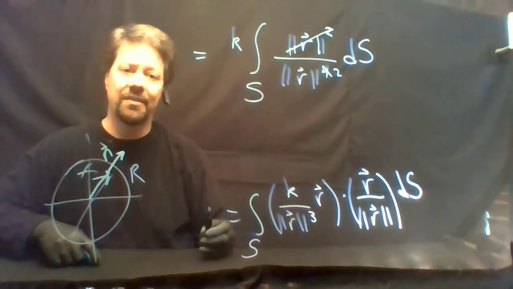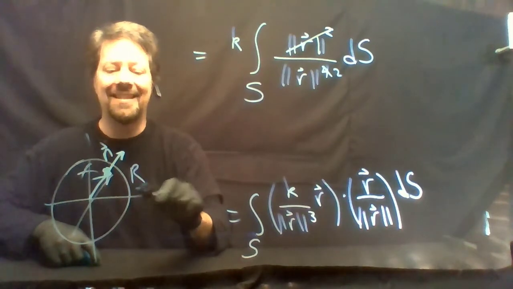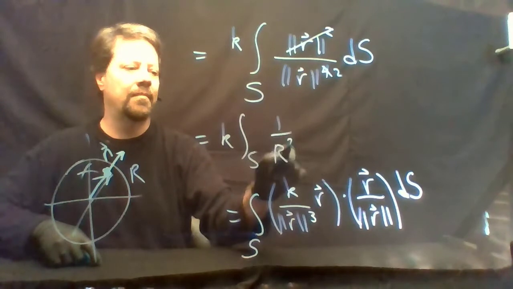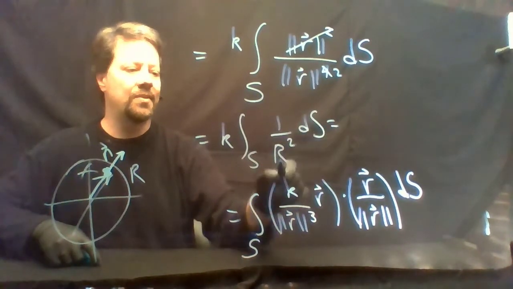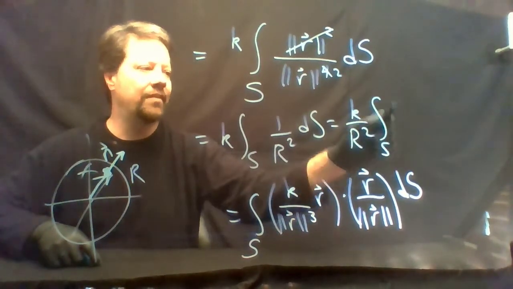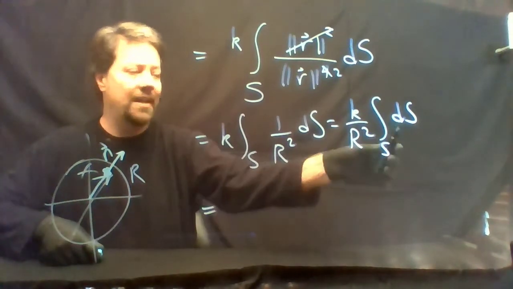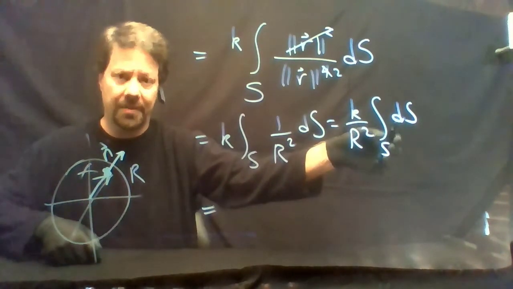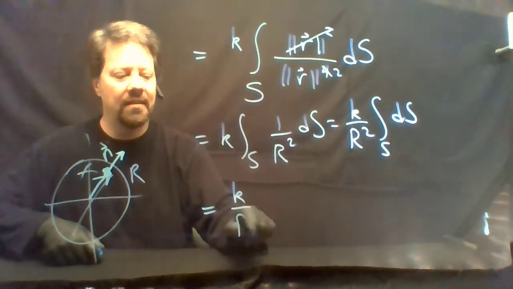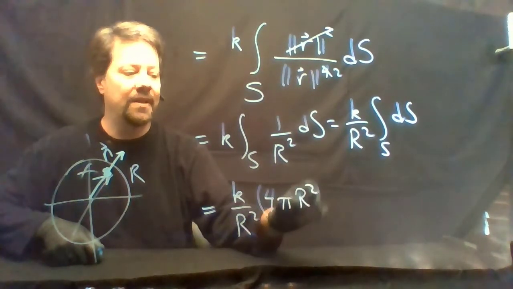We can cancel two norm of r's. On the surface, the norm of r is the radius. And so, since the radius is constant, we can pull that out. And now we're just integrating over the surface area element. If you integrate over a surface just the surface area element, you end up with the surface area of the surface. The surface area of a sphere is 4 pi r squared.